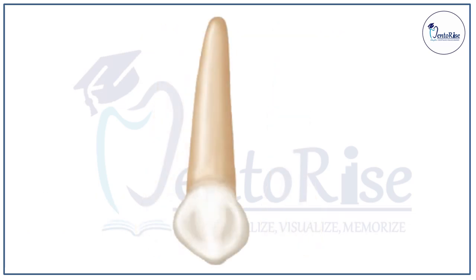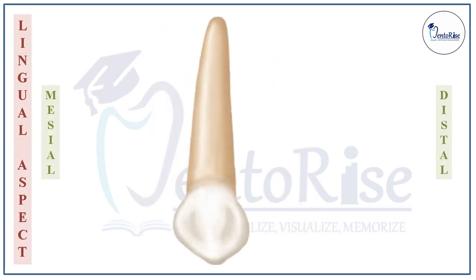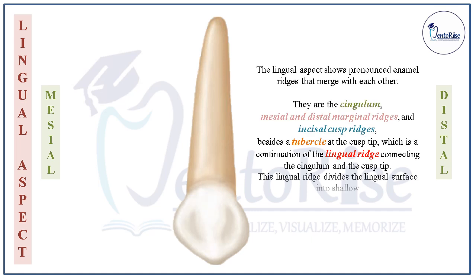Now, coming to the lingual aspect of primary maxillary canine, this lingual aspect shows pronounced enamel ridges that merge with each other. Starting cervically, we can see a well-developed cingulum. We can see the mesial marginal ridge and the distal marginal ridge. Coming down incisally, we can also observe the incisal cusp ridges. At the cusp tip, we have a tubercle. From the cingulum till the cusp tip in the center, there is a lingual ridge.